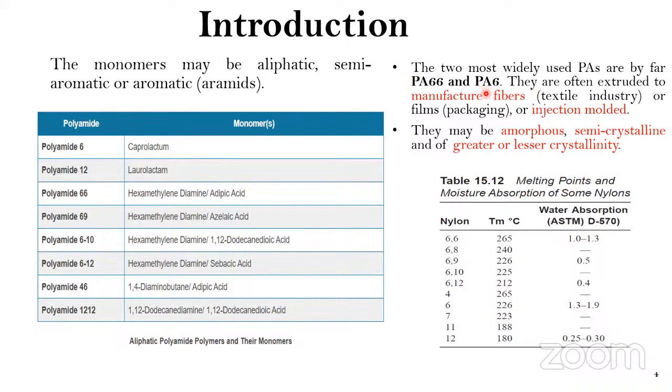And how can we do the fabrication of this? They are often extruded, means by using twin screw, multi screw or single screw we can manufacture the fiber, and that also into a particular diameter, because in a fiber the length is quite long as compared to the diameter. So polyamide 6,6 and polyamide 6 are often extruded to manufacture the fiber that is generally used in your textile industry. Or we can use that for film packaging or injection molded grade polyamide 6,6 and polyamide 6. These two are known as your nylon 6,6 and 6.